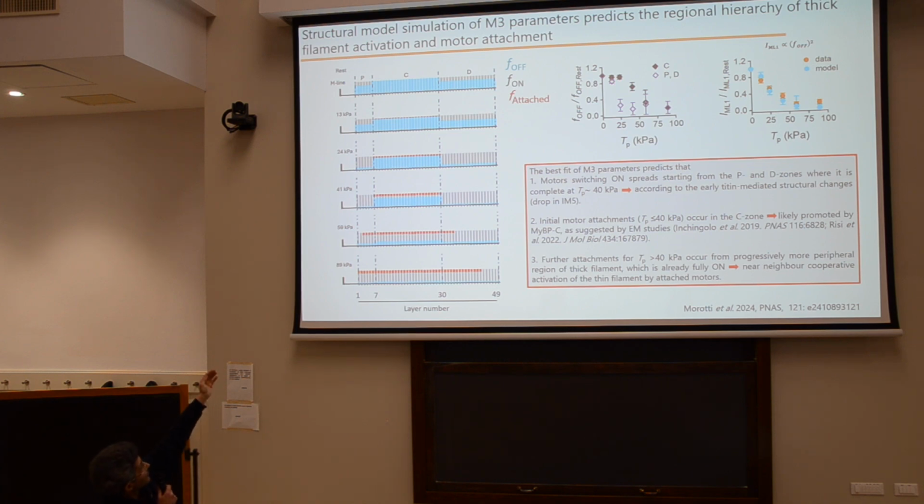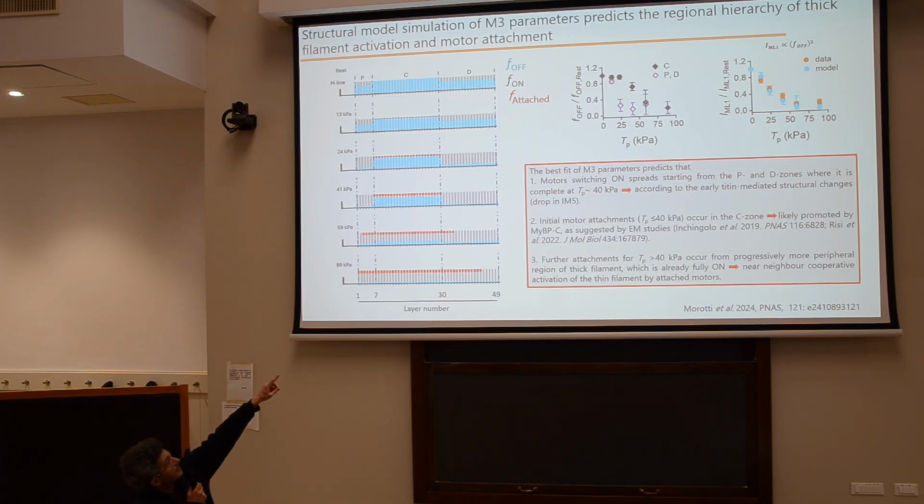Then, for forces above 40 kilopascal, this is an assumption of the model. We assume that when one head is attached per crown, so one in six, the attachments start to spread. This explains the result that the interference distance increases. Because the interference distance increases, the attachment has to go toward the peripheral part of the filament. So this should be the description of how the motors attach.